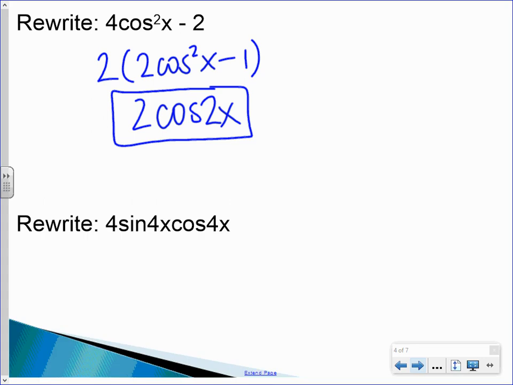Next one we're going to rewrite is this one: 4 sine of 4x cosine 4x. I want to give you some time to think about this one. So I'm going to give you about a minute to talk to your pod about anything that you noticed compared to the formulas that you have, and see if you can come up with any ideas. Whether you solve it or just talk about it, I don't care. We'll solve it all together. But I want you to brainstorm a little bit with your neighbors.